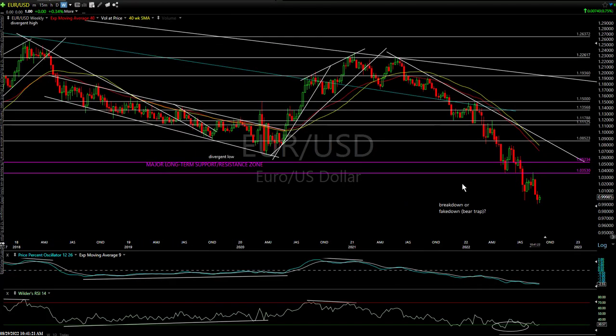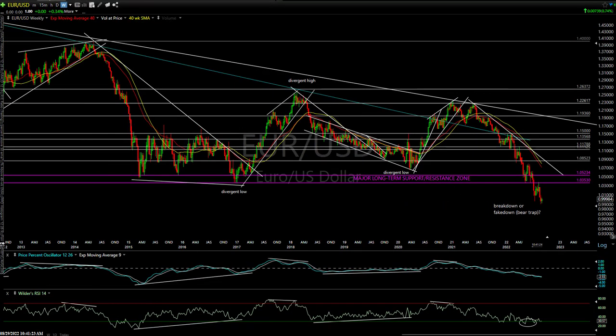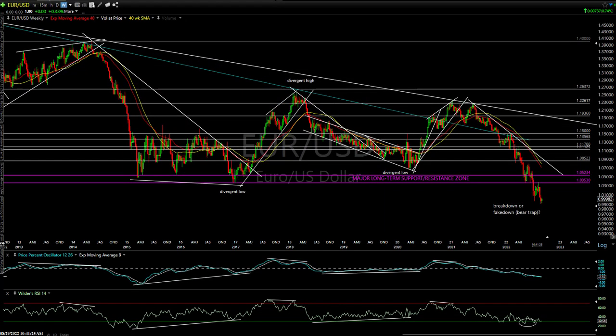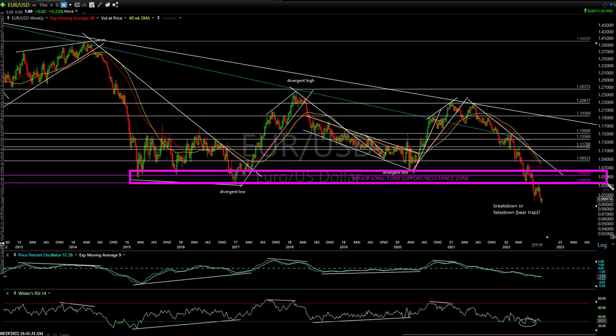When you look at the weekly chart, again, this is as far back as you want to go on the euro, decades here, and you can see that was a major long-term support zone, which now becomes resistance. So that's what I'm talking about. If we can pop back above there, especially get above the bottom of the zone and that downtrend line, powerful stuff. And you do not want to be long the dollar if that happens.